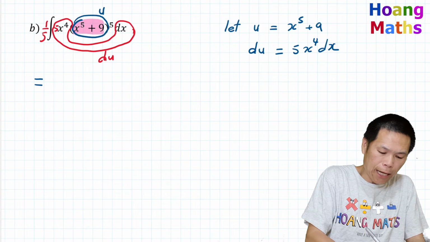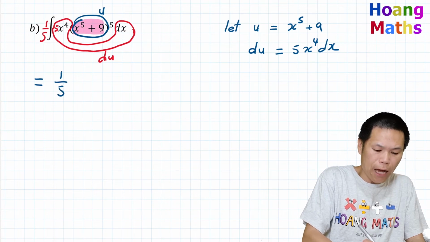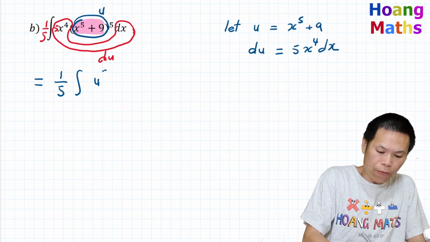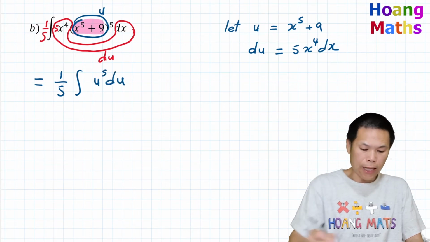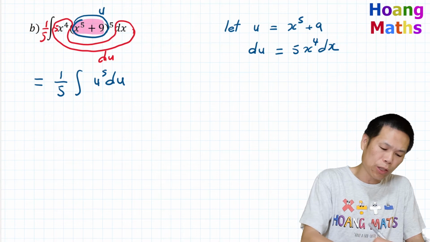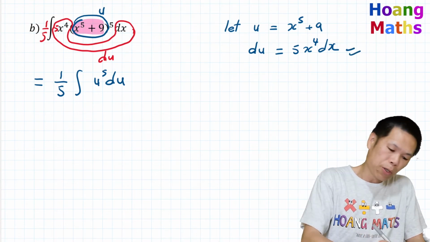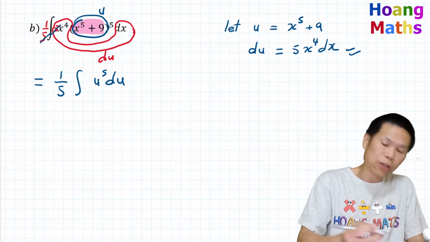So this is exactly the same as 1/5. I write this out and integrate u to the power 5 and then du. Okay, that is exactly the same. The reason I multiplied by 5 is so that it is the same as this du. Because I multiply by 5 and divide by 5, it still gives you 1.